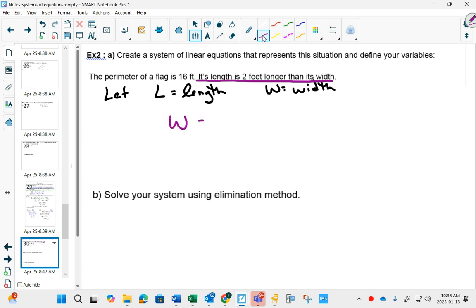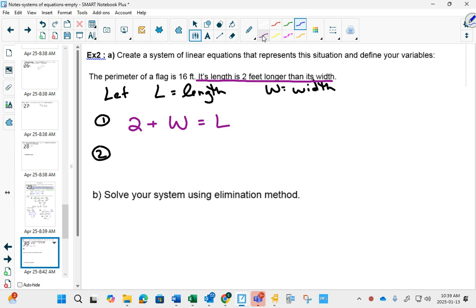So obviously width and length are not the same. Which one's bigger? The length one is bigger, right? So if I wanted to make them equal, I would have to add 2 to this side. The length is 2 feet longer than the width, so the width plus 2 equals the length. You can write it that way. That's my equation number 1.